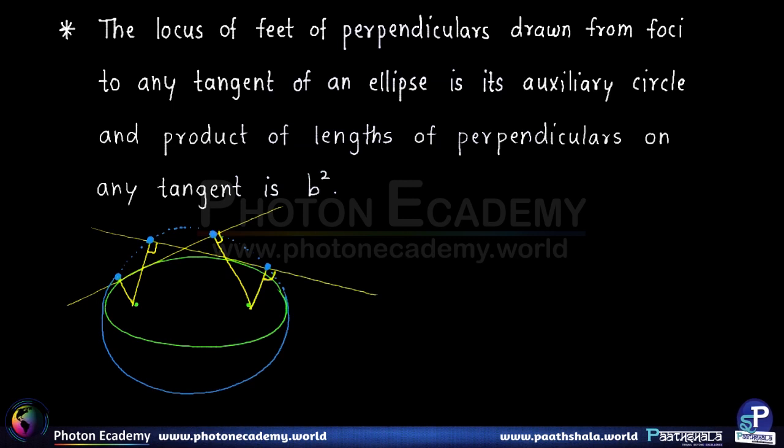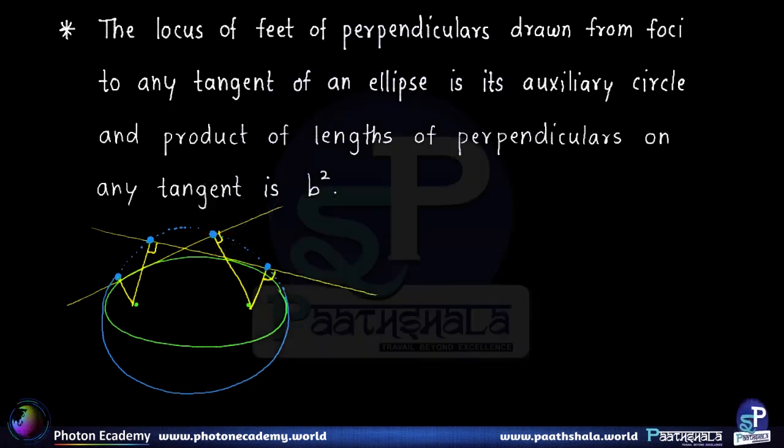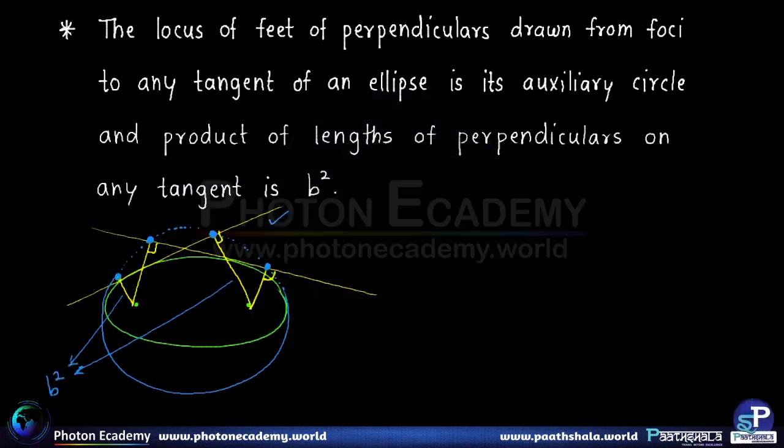And the second part of the property says that the product of lengths of the perpendiculars on any tangent is b square. So if you consider the first tangent, this length multiplied by this length will be equal to b square. That is what this particular property is saying. So that is true for any tangent.